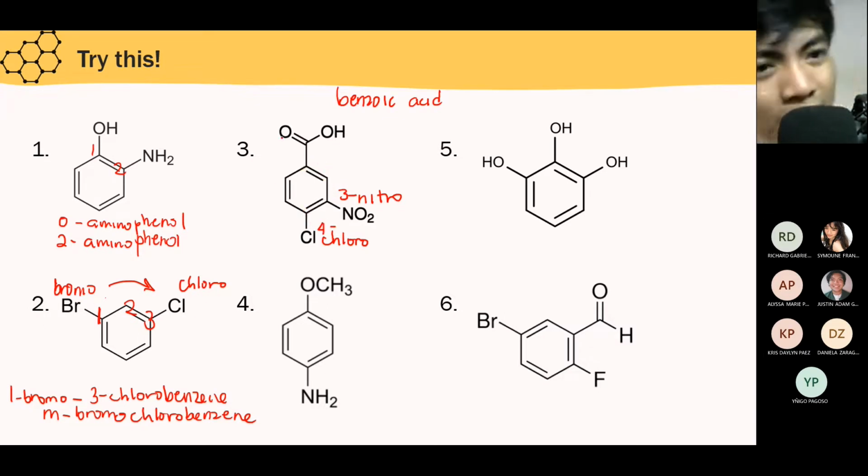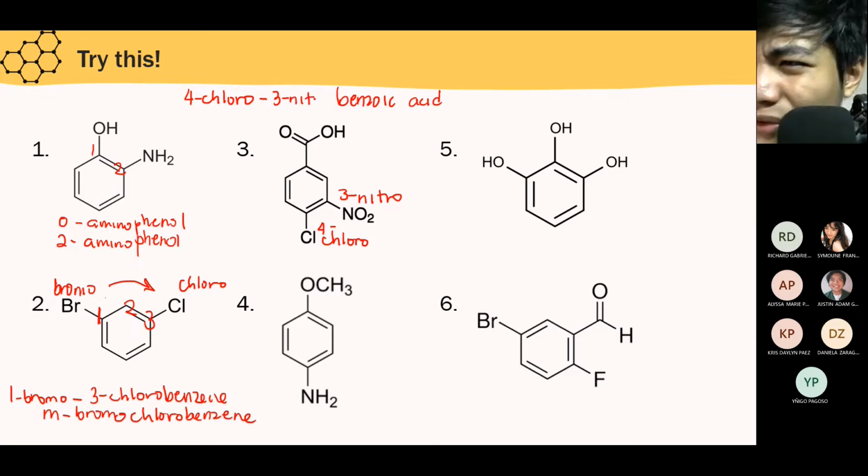So, ibig sabihin yan, we can now assemble the name. Which will come first? Is it the chloro or the nitro? O, alphabetical na to. So, unahin mo yung chloro kasi C yan eh. Followed by the nitro kasi letter N. So, this will now be called 4 chloro 3 nitro benzoic acid.